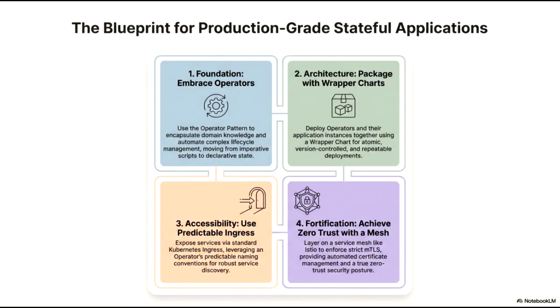The third pillar is accessibility, achieved through predictable ingress. We expose services via standard Kubernetes ingress, utilizing the consistent naming conventions inherent in the operator pattern. This simplifies service discovery and ensures external components can reliably connect to stateful services.